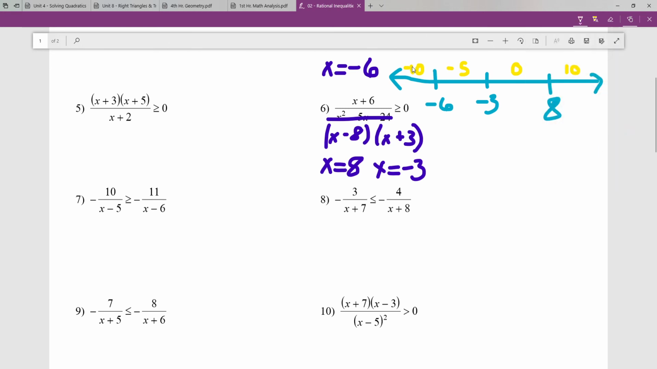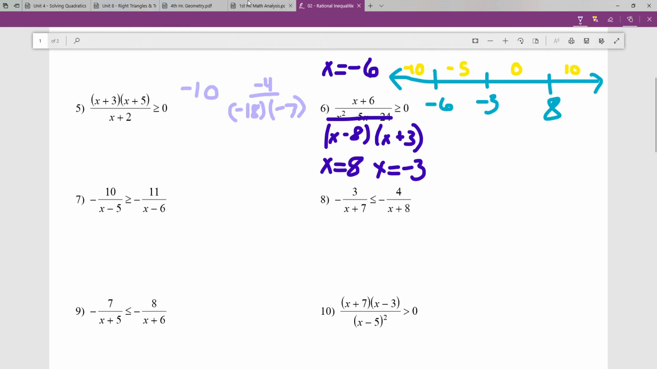I'm going to start with negative 10. So if I go to my equation, negative 10 is what I'm trying out. So x plus 6: negative 10 plus 6 is going to be negative 4. Negative 10 minus 8 is going to be negative 18. And then negative 10 plus 3 is going to be negative 7.